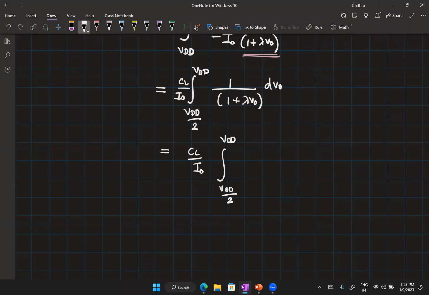This 1 by (1 plus lambda V0), I can write it as 1 minus lambda V0. This is assuming that lambda V0 is a small number. Lambda is typically very small, so it's a valid assumption. And then this is a straightforward integral. What answer do you get?